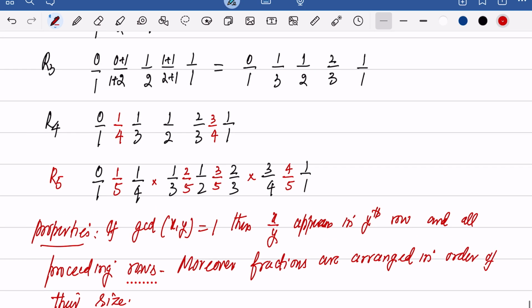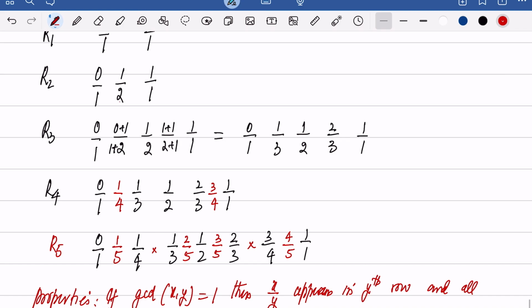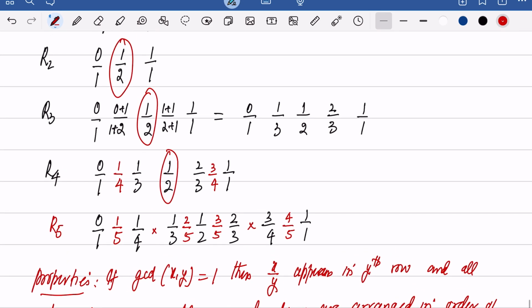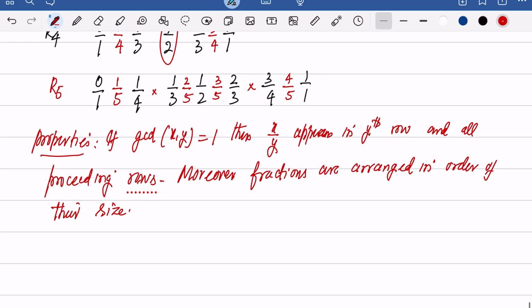So what does that mean? Like we have 1 and 2, they are relatively prime. So 1 by 2 appears in the second row. Now it will appear in every row from the second row onwards. As we can see, 1 by 2 is here, then in the third row also, then in the fourth row also, and so on. Similarly, like 2 and 3, they are relatively prime. So 2 by 3 appears in the third row. Now it will appear in every row from row 3 onwards, and so on.